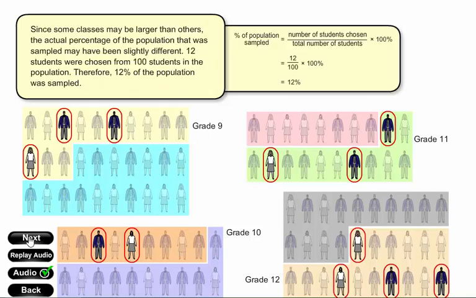Since some classes may be larger than others, the actual percentage of the population that was sampled may have been slightly different. 12 students were chosen from 100 students in the population. Therefore, 12% of the population was sampled.